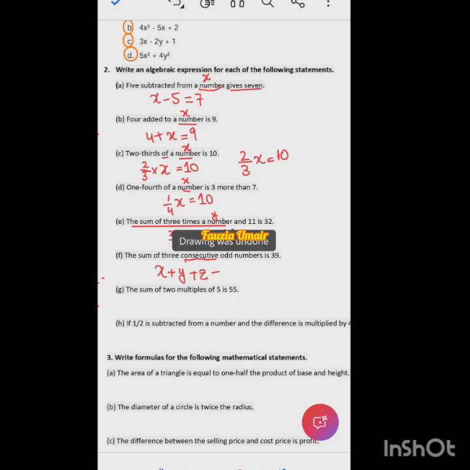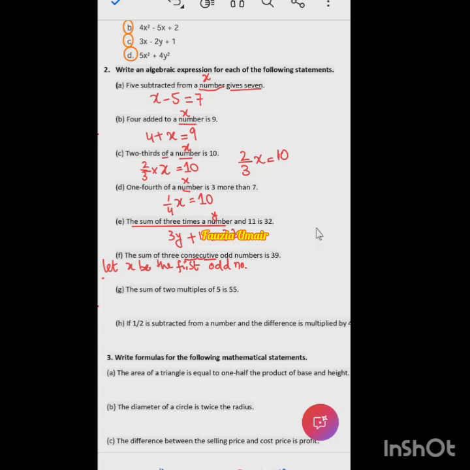So whenever in algebra there is this word consecutive numbers, you need to be careful about this. So what do we do here? We use only one variable. Let's say we are saying let x be the first number. So if x is the first odd number, what will be the second odd number after x?